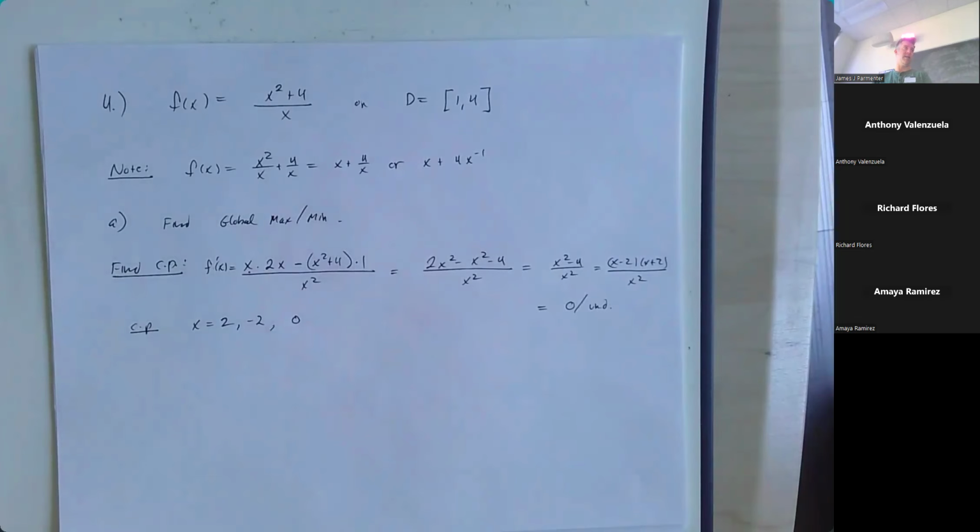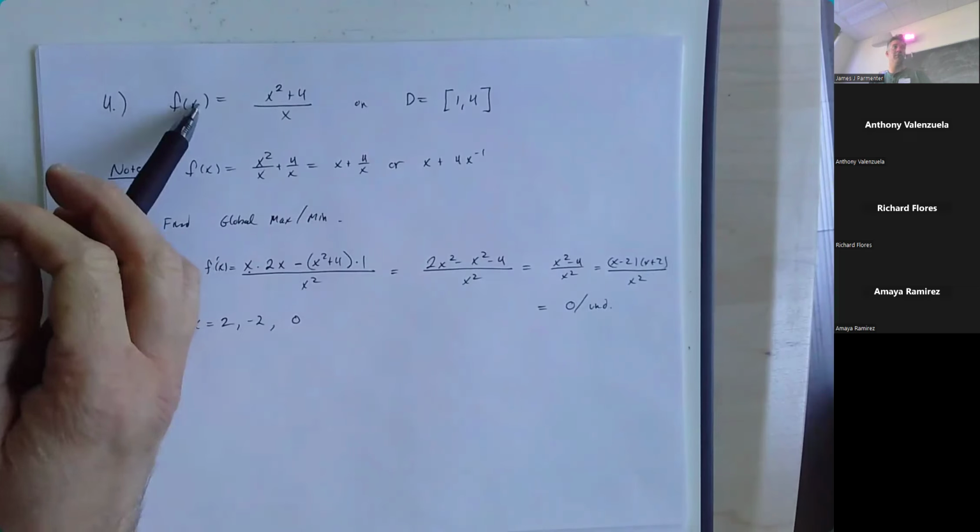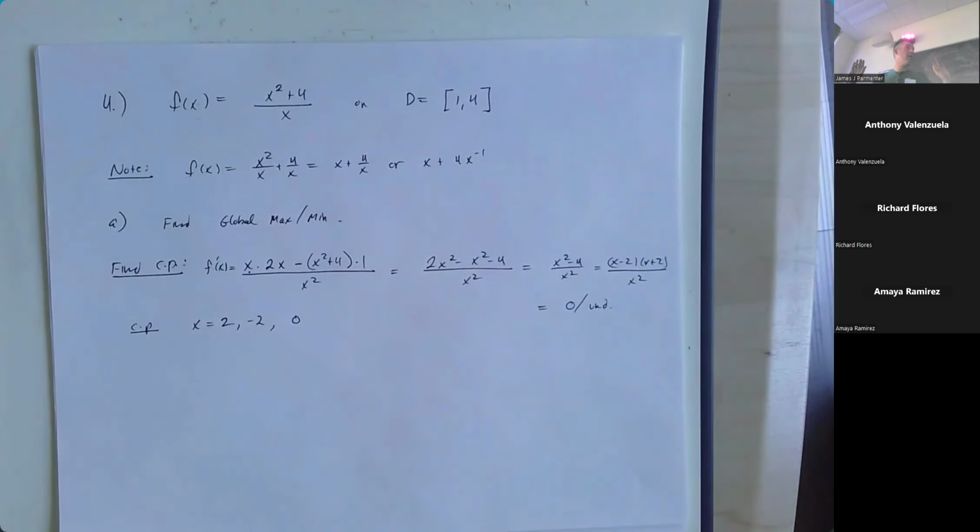Here's the story about 0 in this case. 0 is not a critical point because 0 is not in the domain of the original function. If you look at the original function, it's definitely undefined at 0. Which means, if we graph this thing, what kind of feature would we have at x equal to 0? Not a V, but it starts with a V. A vertical asymptote.